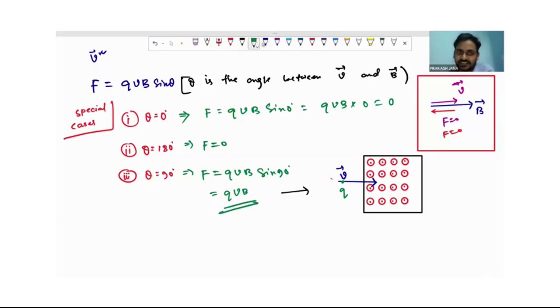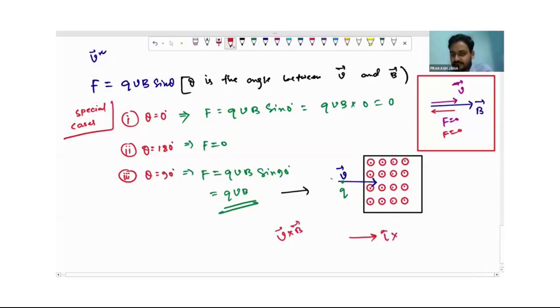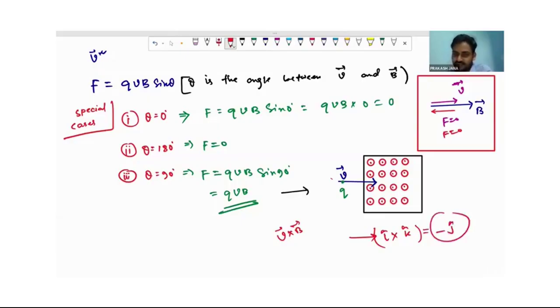But what about the direction? The direction we get from V cross B. V is in which direction? I cap. B is in which direction? Upward, that is out of the screen, that is K cap. So I cross K, what does it give? This is I, this is J, this is K. I cross K is minus J. Let me check once. Yes, I cross K is minus J.